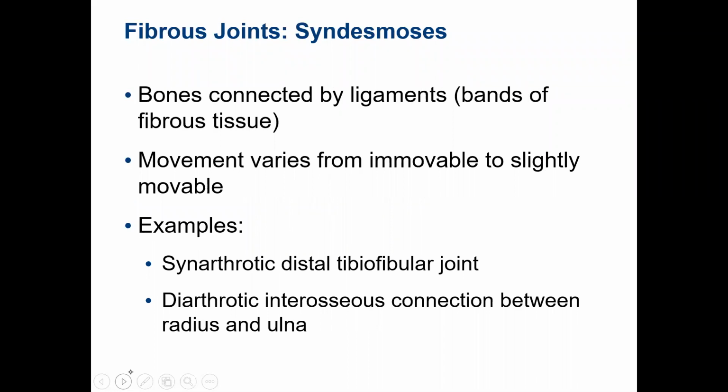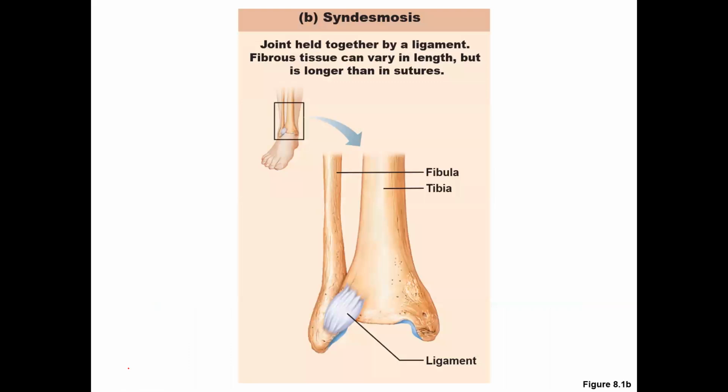A syndesmosis is when bones are connected by ligaments. Now, a ligament is fibrous connective tissue that holds one bone to another, not to be confused with a tendon, which holds a muscle to a bone. A syndesmosis can be slightly movable or completely immovable. So here is the distal tibiofibular joint. That's a synarthrosis. That doesn't move.